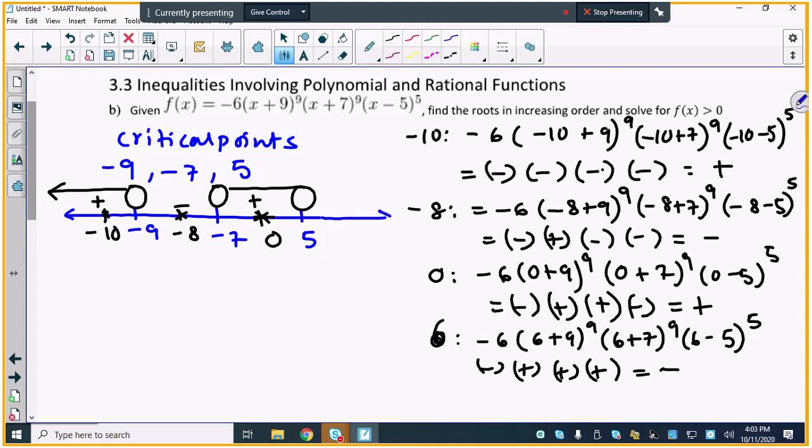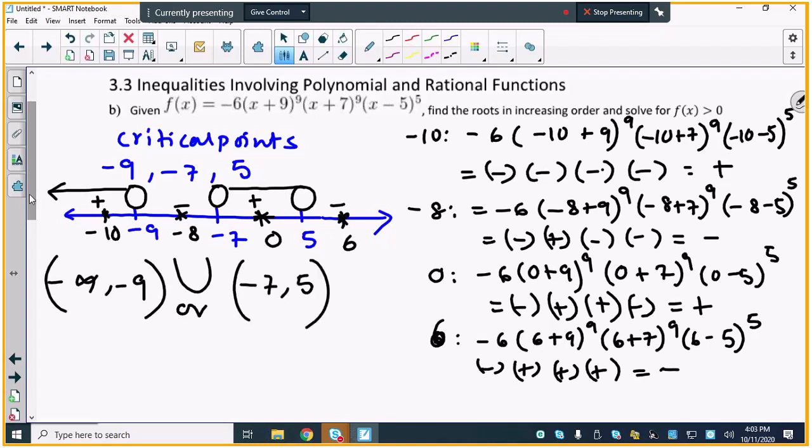The testing point that we have chosen was 6. At 6 you get a negative value, so you don't have this. Because I wanted only positive. So the solution is negative infinity to negative 9, open this time, union negative 7 to positive 5.